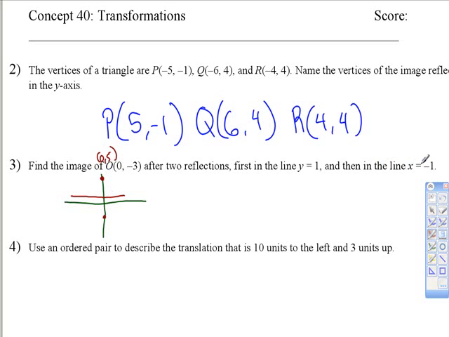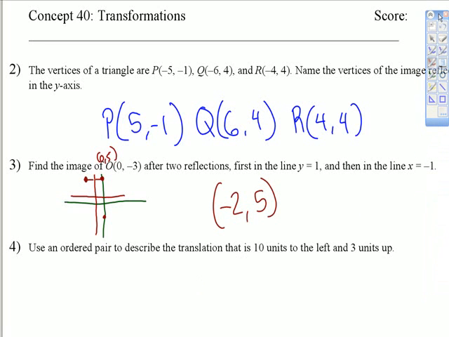Now I got to go across x = -1. Well, x = -1 is going this way. So how far away am I here? 1. So if I go to -1 and then go 1 past that, where am I going to be over here? -2. So I'm going to end up at -2 and stay at that height 5. So -2, 5. The last one's asking us for a vector that describes a translation of 10 units to the left and 3 units up.